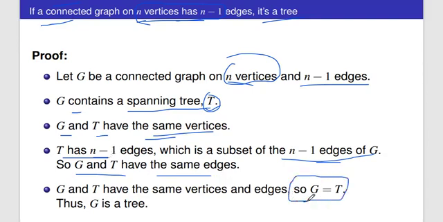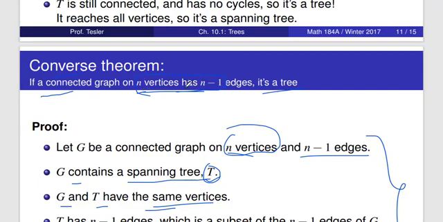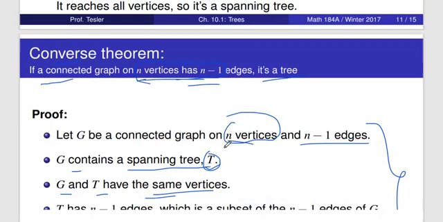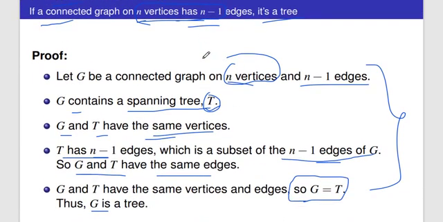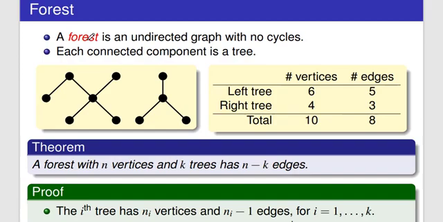So G is a tree. From this proof we know that a connected graph with n vertices and n minus 1 edges always becomes a tree. That is the converse theorem.